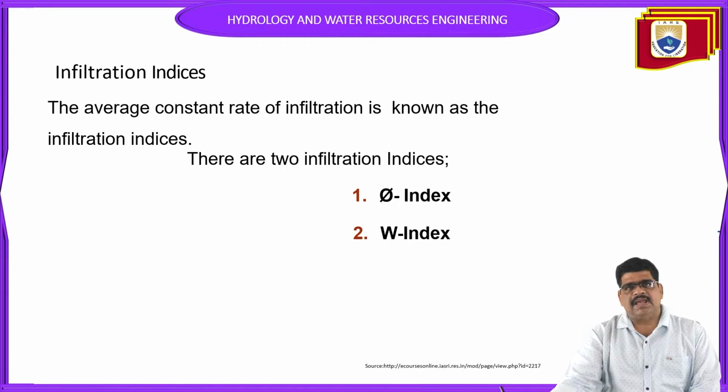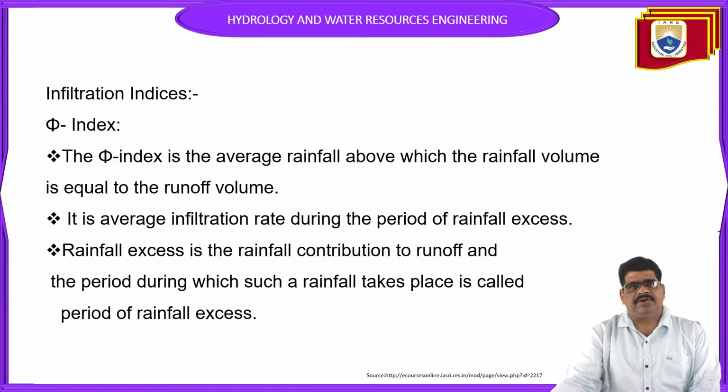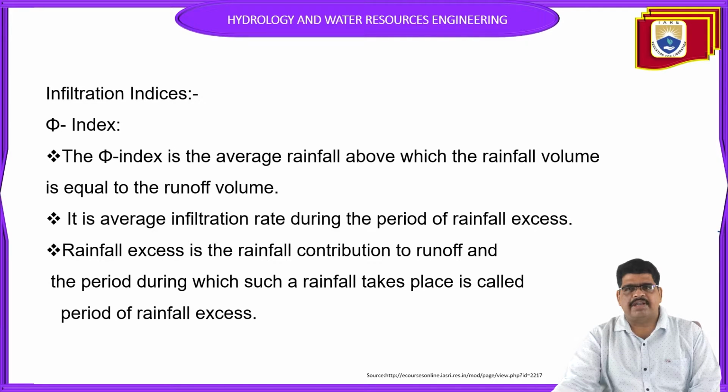The average infiltration can be known by applying the Phi index as well as the W index. What is meant by Phi index? Phi index is the average rainfall intensity above which the rainfall volume is equal to the runoff. So it is called the Phi index. It is the average infiltration rate during the period of rainfall excess, and rainfall excess is also called runoff, as we know very well. The period during which such rainfall takes place is called the period of rainfall excess.